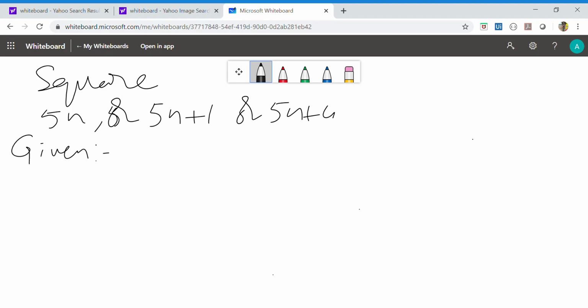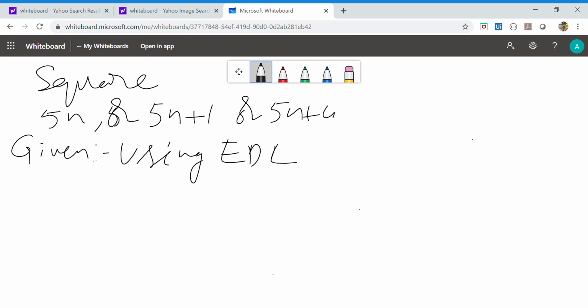In the question we discussed, using the division algorithm, prove that the square of any positive integer is of the form 5n or 5n plus 1 or 5n plus 4 for some integer n. That is the question. So what is given? You can use Euclid's division lemma.